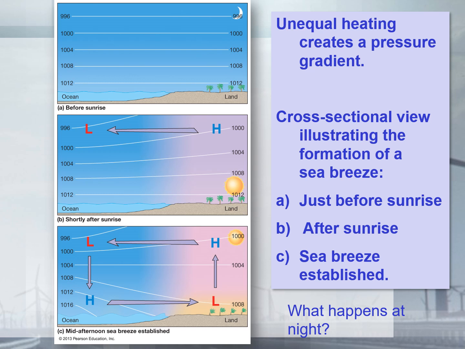Now the ocean is cooler in the daytime. It takes longer to heat up. So you have high pressure over the ocean and low pressure over the land. Your breezes are going to blow from the water to the land. That is just referred to as a sea breeze. What this image on the bottom is showing is the larger convection that you get with your sea breeze in the daytime.